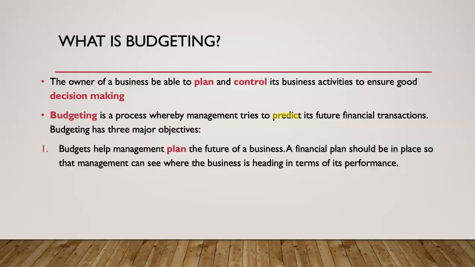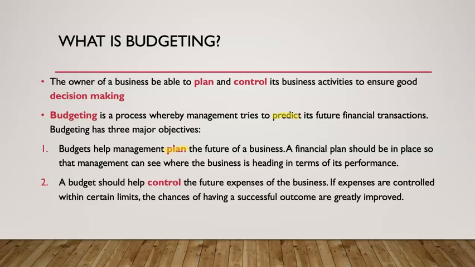And as we've said, budgeting has 3 major objectives. Budgets help management, there's that key word again, plan the future of a business. A financial plan should be in place so the management can see where the business is heading in terms of its performance, and budgets are a key part of that. A budget should also help control the future expenses of a business. If expenses are controlled within certain limits, we have a chance of meeting our plan and being successful. Unless we have a plan, we can't control something.